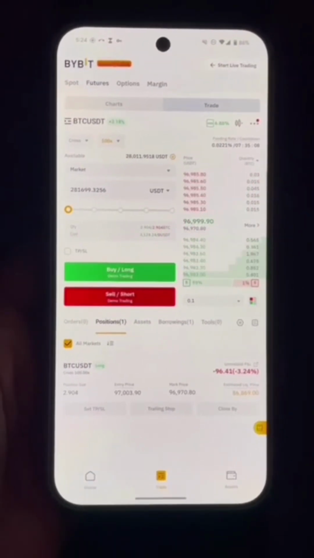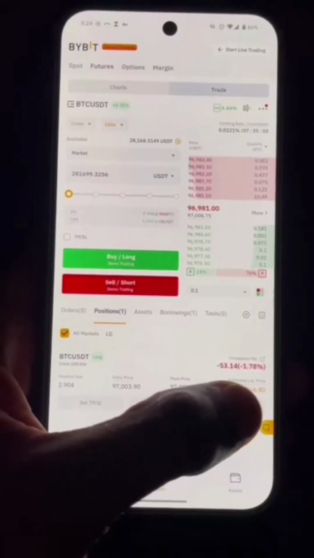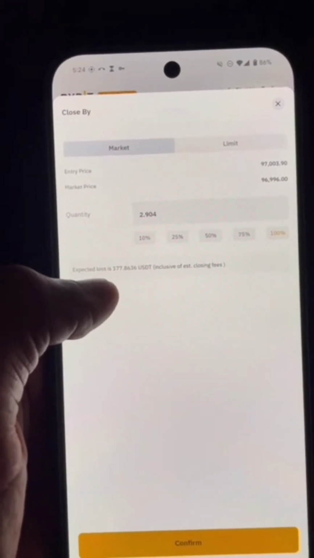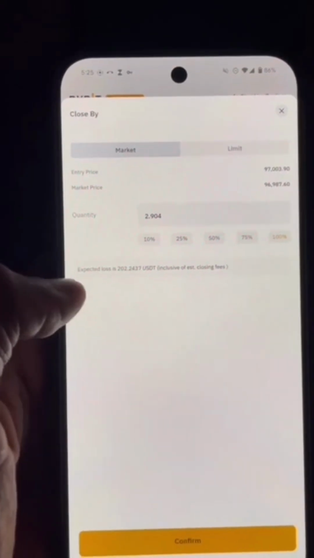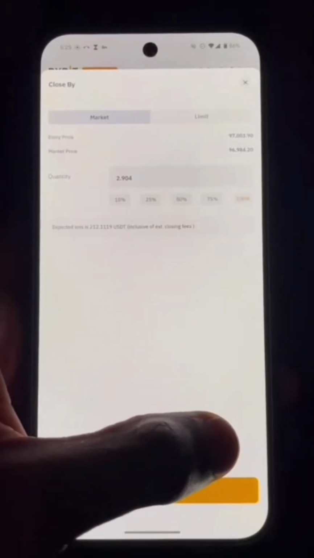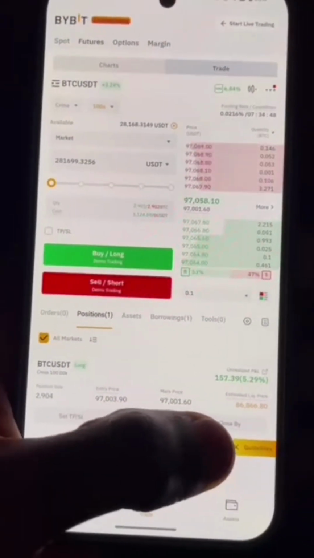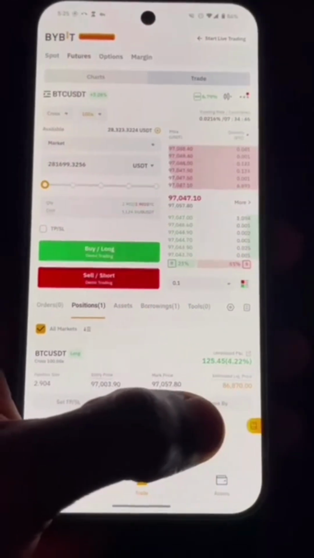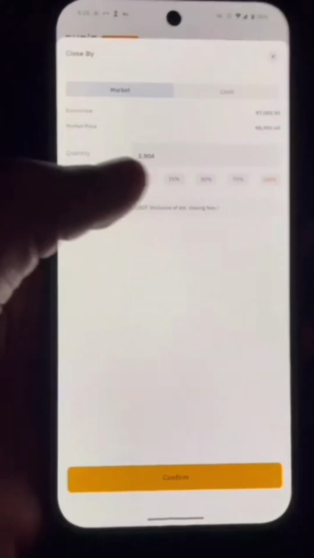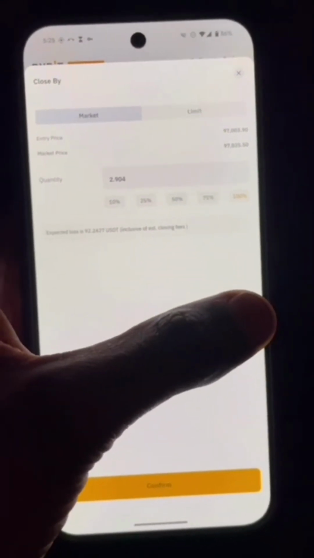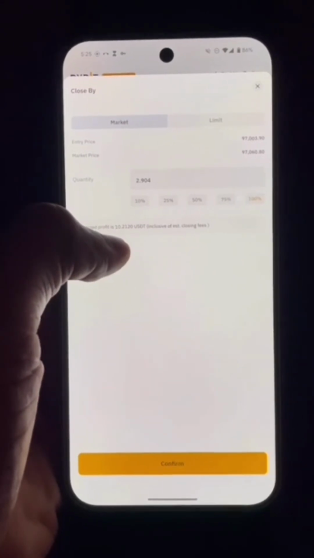So now I'm going to show you how to take partial profit. You can see now we are in profit. Once it goes back to profit, you can see here it says profit, not loss. So maybe I'll wait for it to go green. Okay, now we are in profit. If I say take partial profit, you are going to tap on this close. Let me show you how to take the partial, because you take partial when you are in profit. Okay, we are in profit, $10 profit.